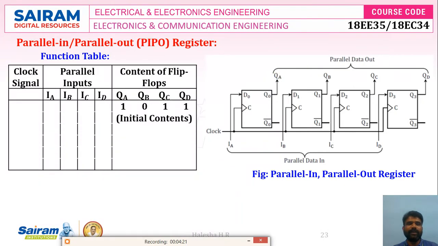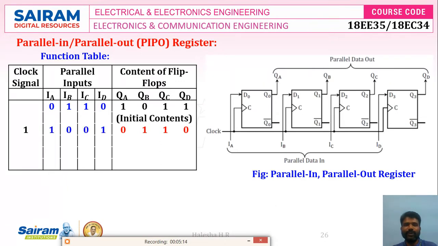Okay, so let's see the function table. Here we added parallel inputs. In the previous two registers it was serial data in, but here it is parallel data in, or we can say parallel inputs: IA, IB, IC, ID. Let's see initially, this is the content. Now if you want to load 0110, we set that on the IA, IB, IC, and ID pins. Once the clock pulse occurs, that will be loaded into the registers. IA data is copied to QA, IB to QB, IC to QC, and ID value to QD. Only one pulse is required.